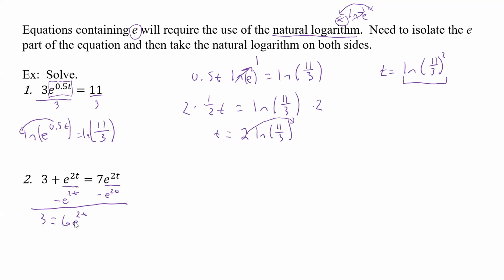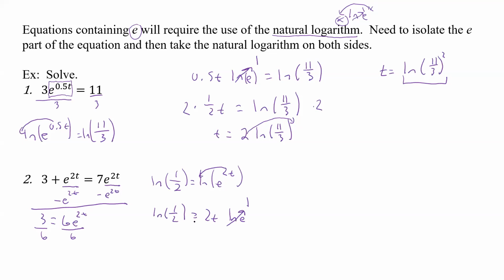So what we're going to do now is we're going to simplify. So we're going to divide by 6. So that gives me 1/2 equals e to the 2t. Okay. Well, now I'm going to take ln of both sides. And so now I have ln of 1/2 equals the ln of e to the 2t. Now I'm wanting to solve for the t, so that means I use my power rule to bring that down. So that gives me ln of 1/2 equals 2t ln of e, which we know is 1.